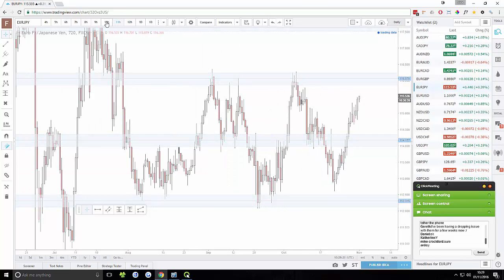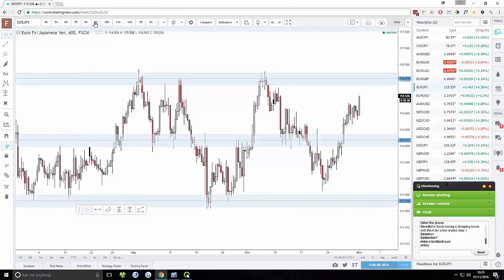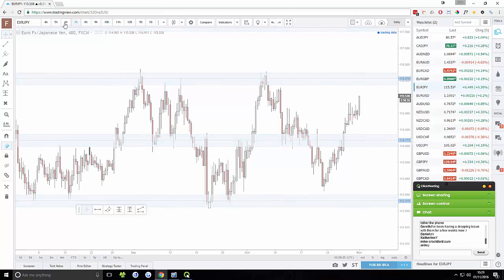Euro JPY, it's in between two support resistance areas, so we're not really going to see anything here.